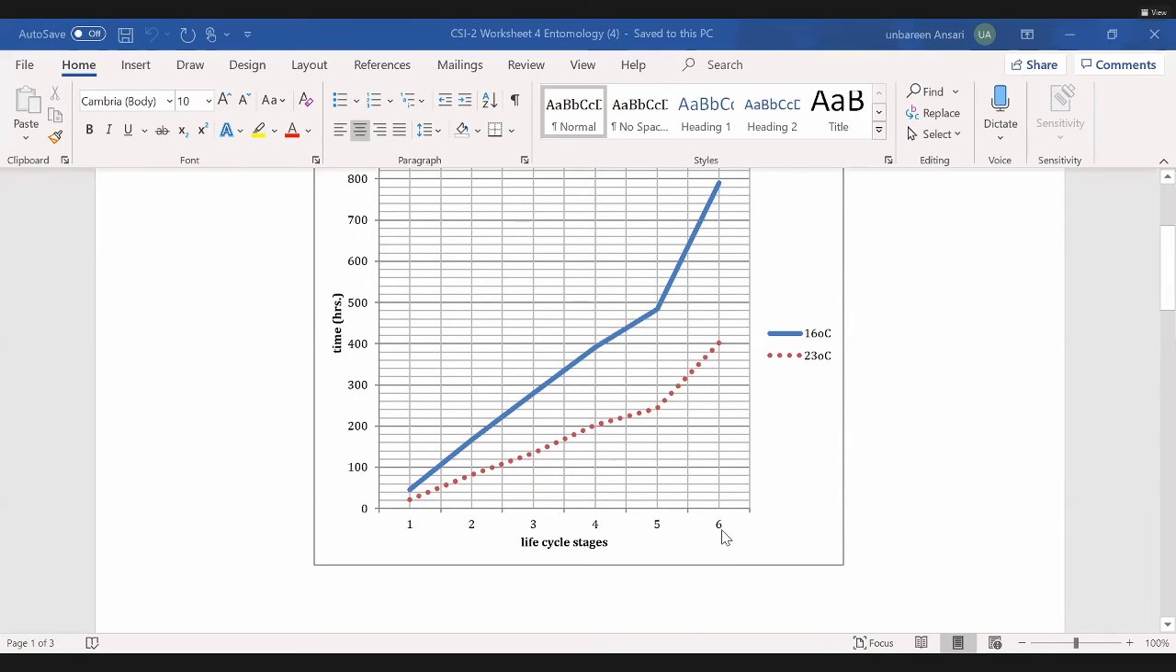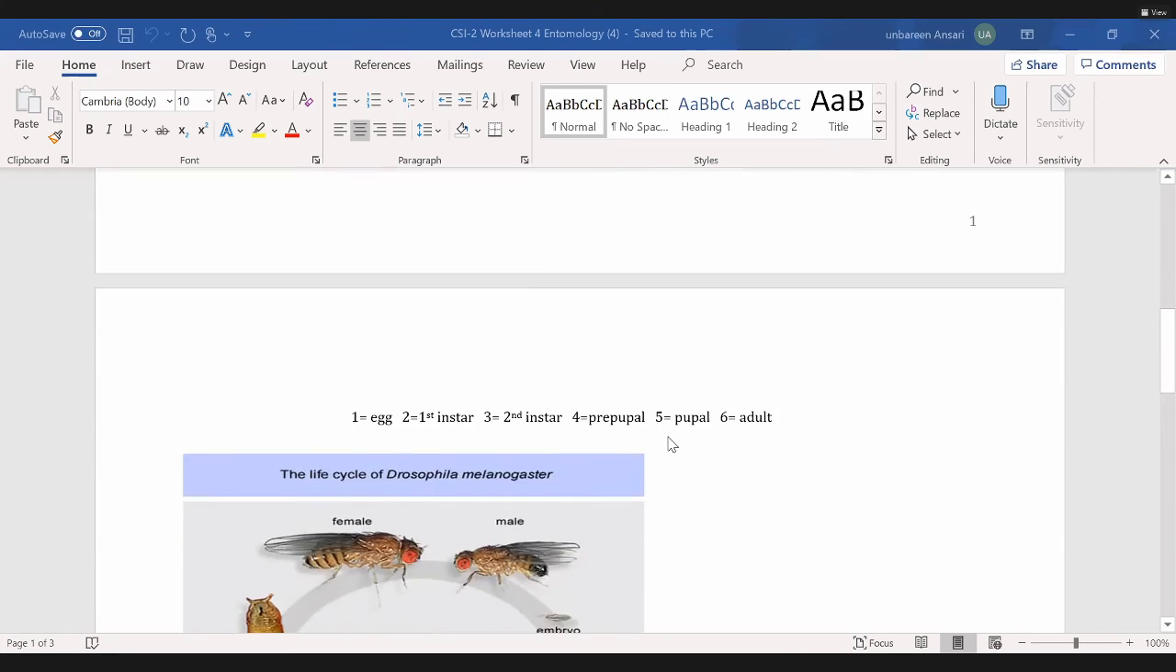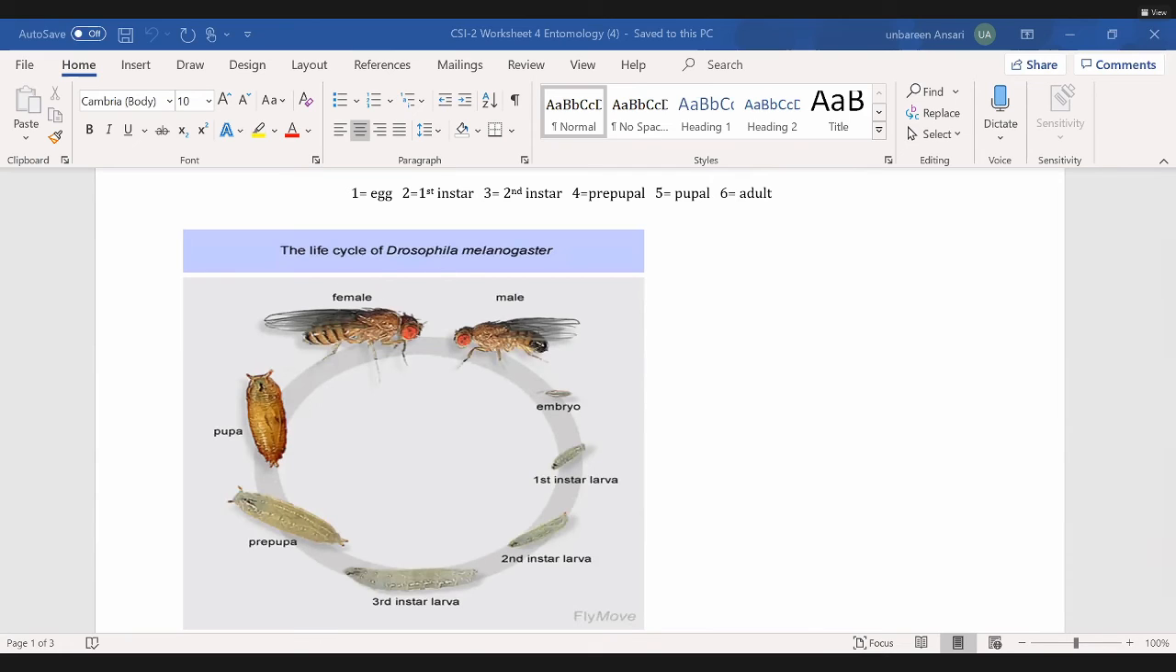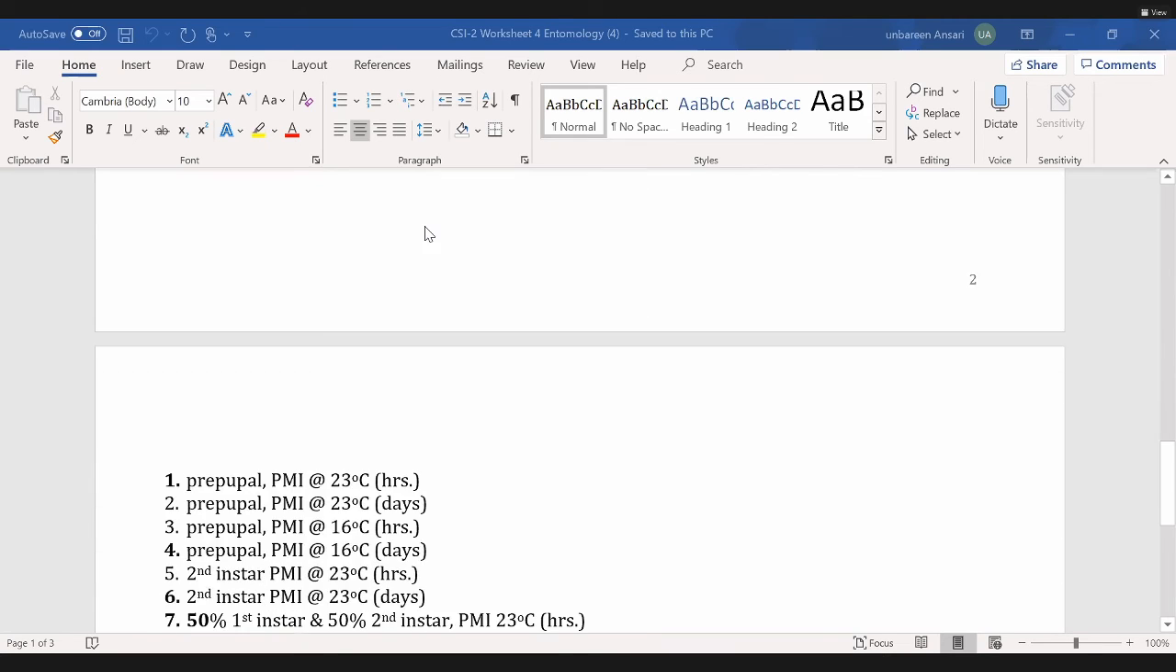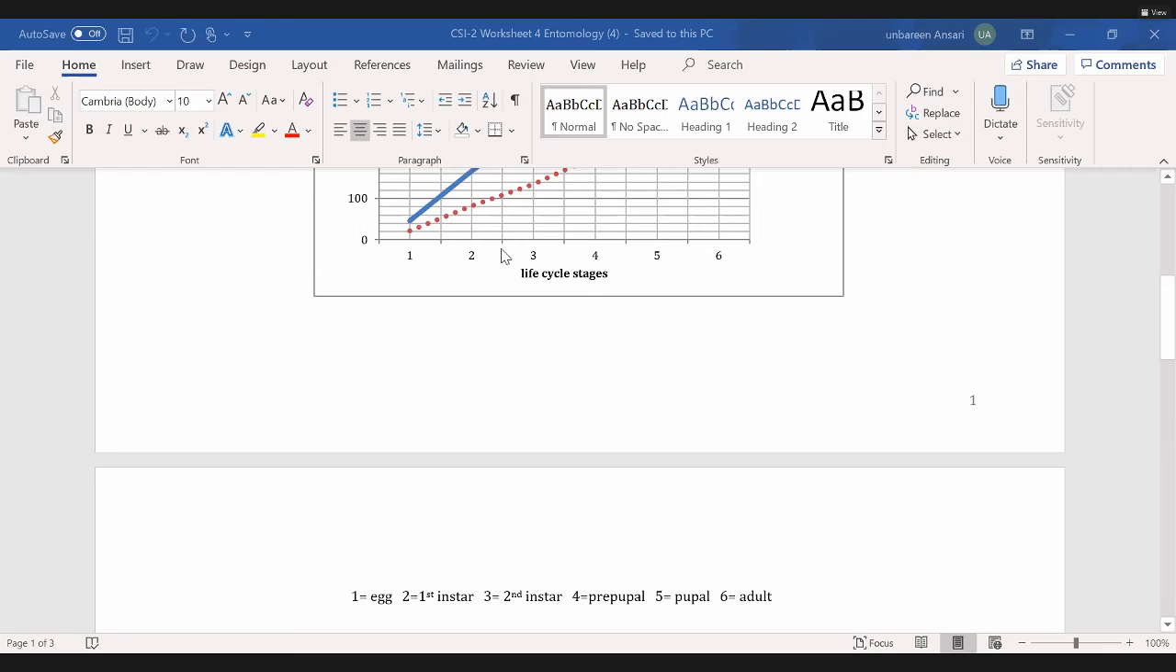Okay, so we have the entomology worksheet, which looks very much like the example we just did. We have 16 degrees centigrade, the solid blue line, and 23 degrees centigrade, the dotted red line. Then we have the life cycle of this blowfly. It's a little different here: number 1 corresponds to egg. In the previous one, number 1 corresponded to first instar, so please read the question very carefully. Number 2 corresponds to the first instar, number 3 to the second instar, number 4 to the prepupal stage, number 5 to the pupal stage, and number 6 to the adult.